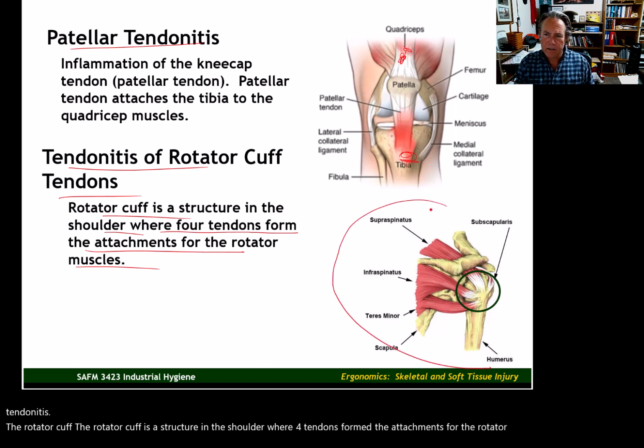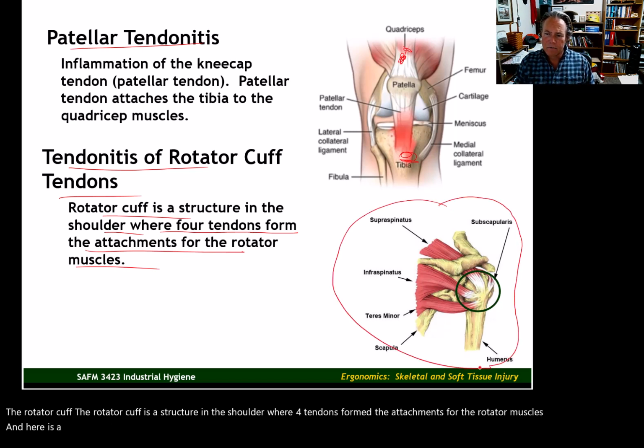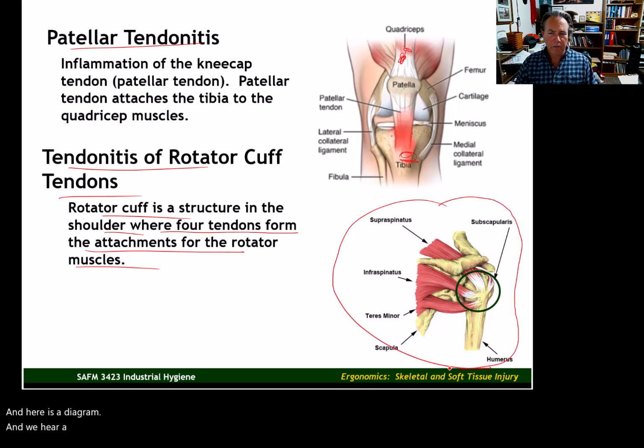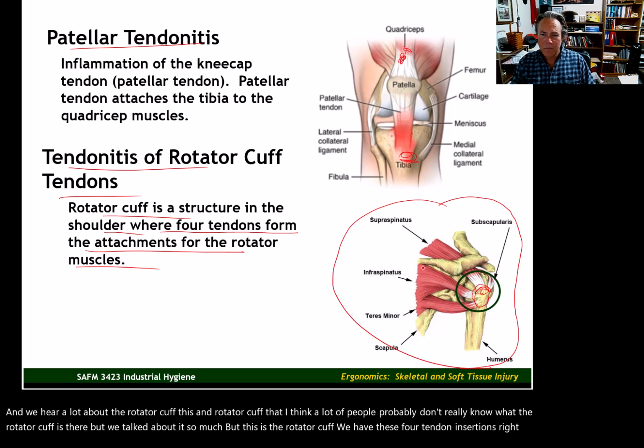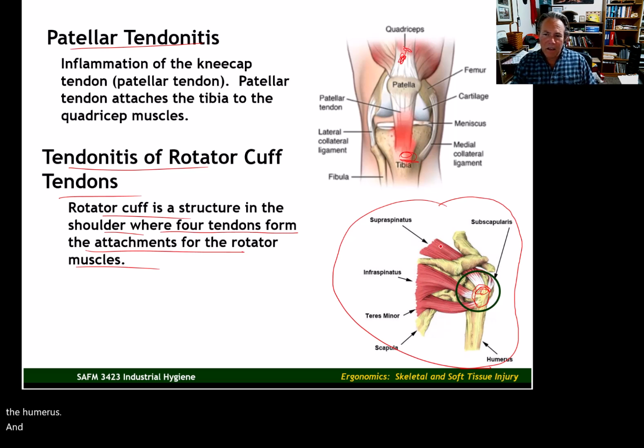And here is a diagram. We hear a lot about the rotator cuff this and rotator cuff that. I think a lot of people probably don't really know what the rotator cuff is, but we talk about it so much. But this is the rotator cuff. We have these 4 tendon insertions right here on the humerus, and they connect the 4 rotator cuff muscles to the humerus.